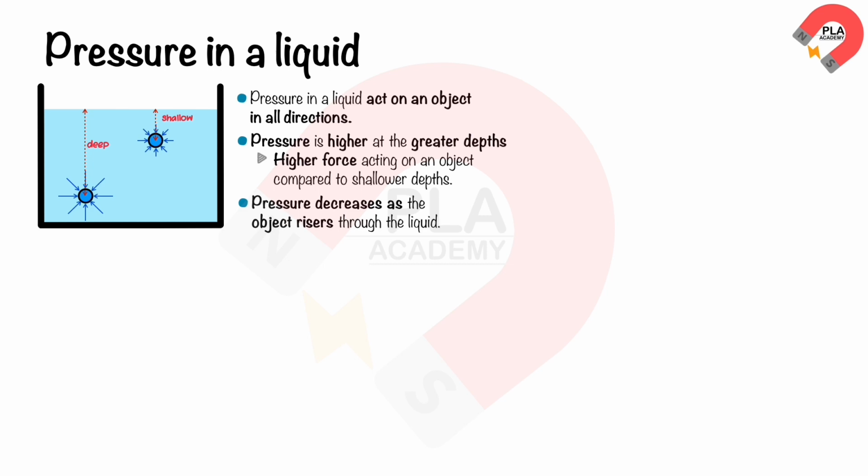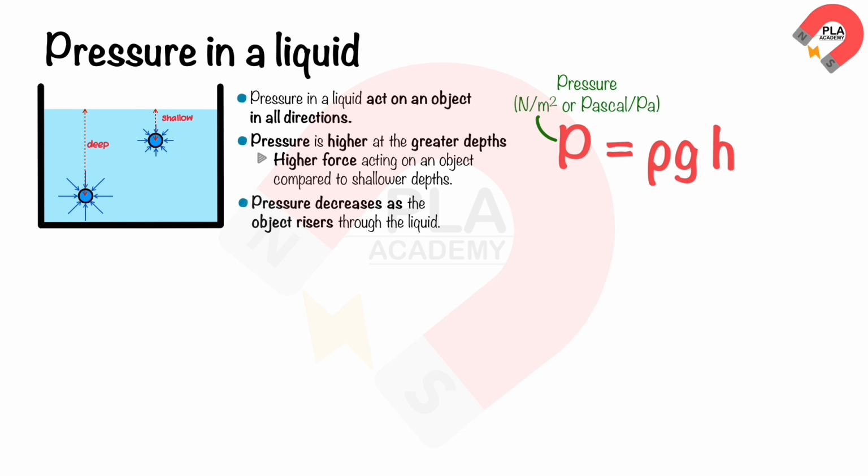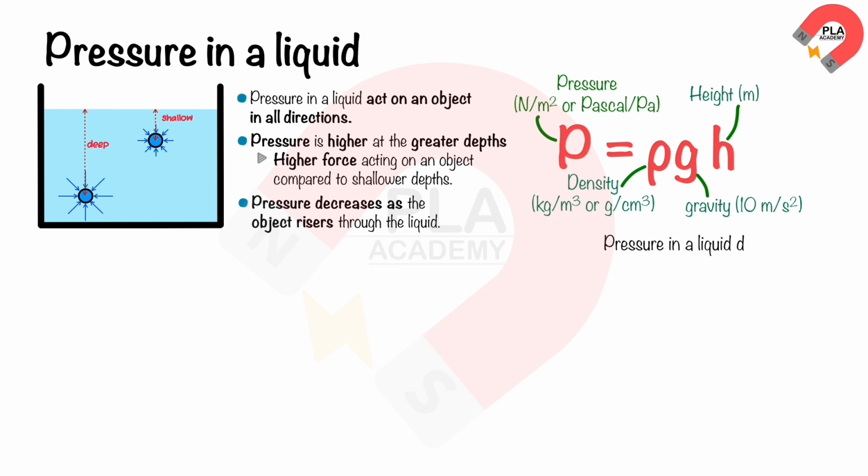The equation of pressure in a liquid is P equals rho g h, where P is pressure in newtons per meter squared or pascals. Rho is the density in kilograms per cubic meter. g is the acceleration due to gravity, equal to 10 meters per second squared. h is the depth in meters. We can conclude from this equation that the pressure in a liquid depends on the density of the liquid and the depth in the liquid.